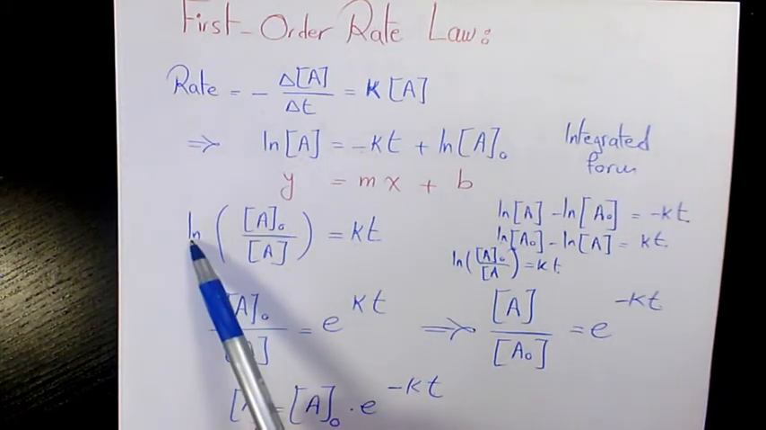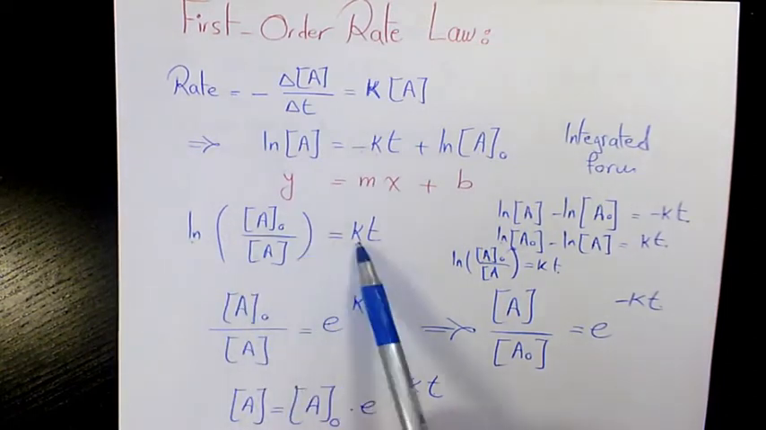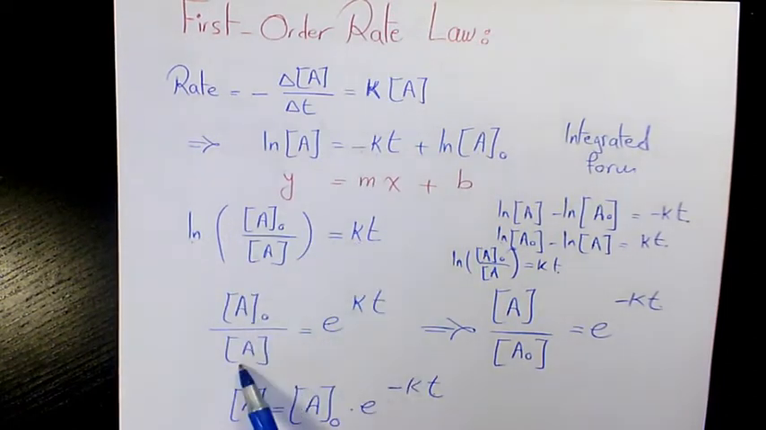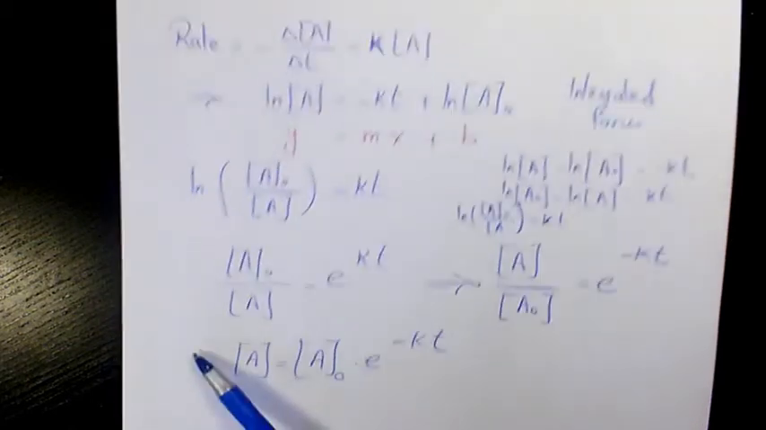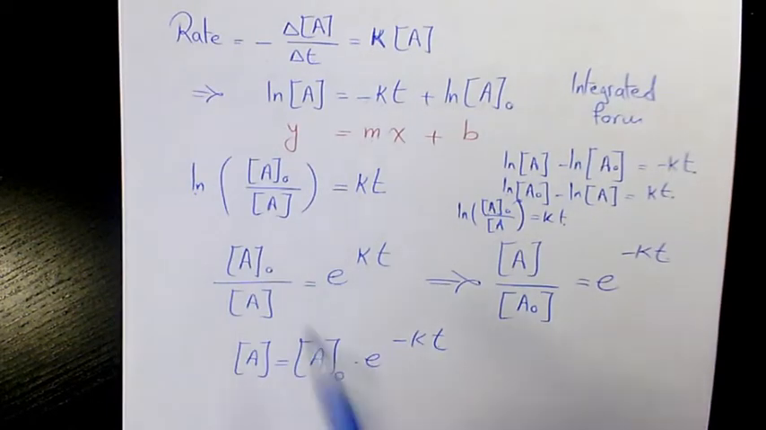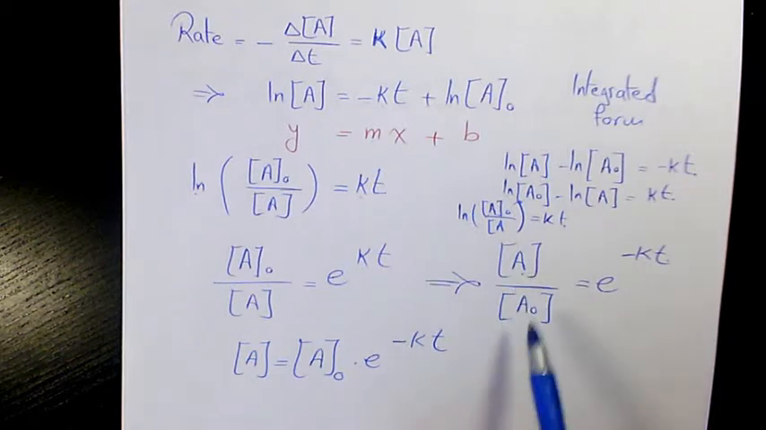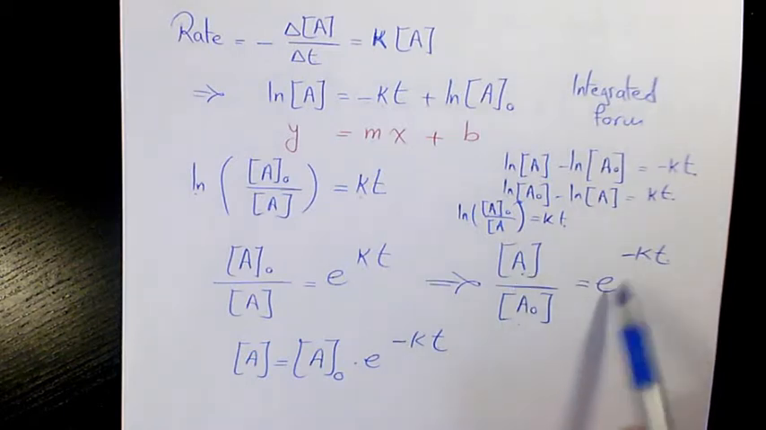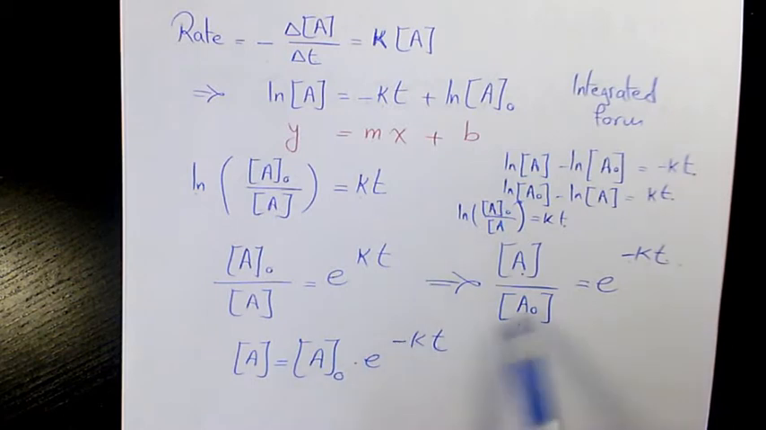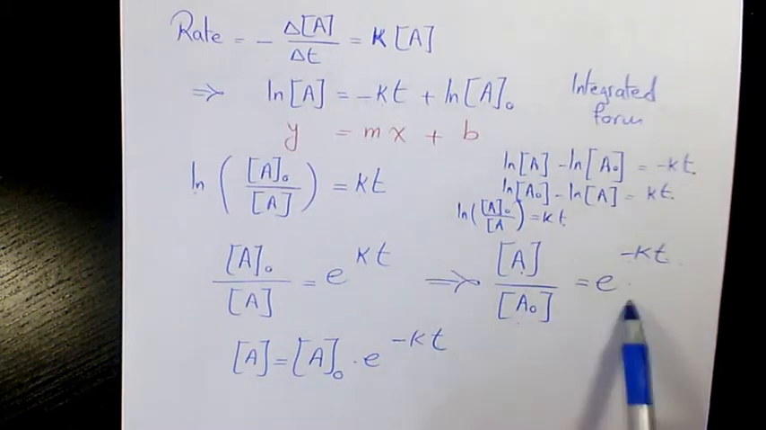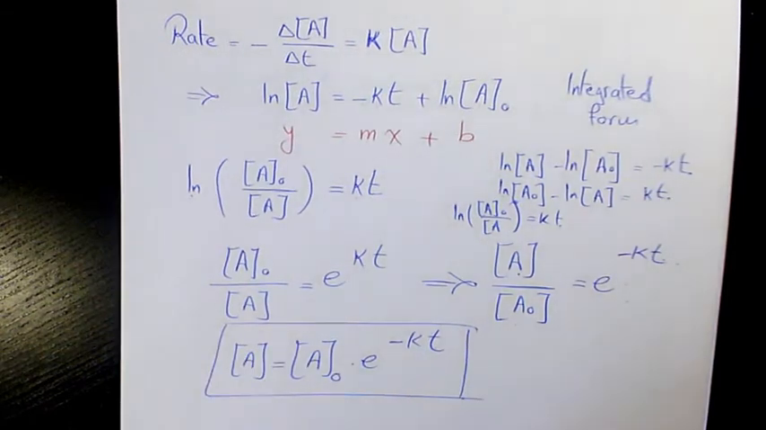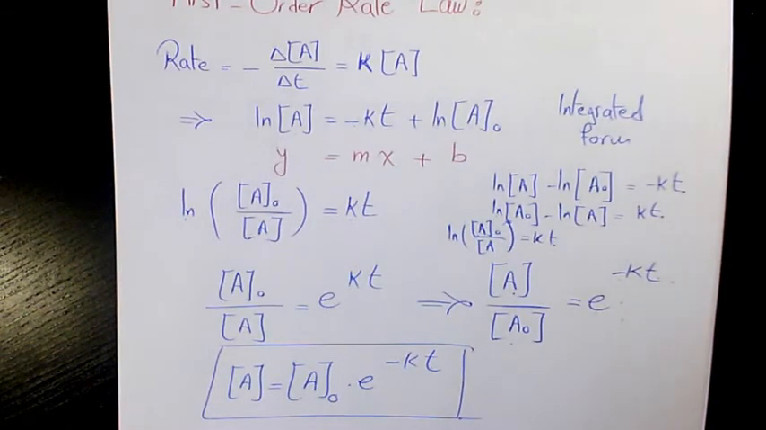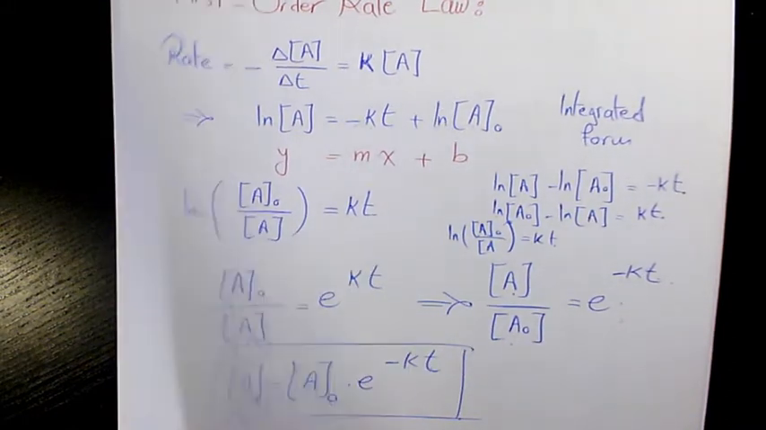And then since ln of this expression equals kt, we can say [A]₀ over [A] equals e to the power of kt. Or you can flip both sides and make it final concentration divided by [A]₀ equals e to the power of negative kt. Then you multiply both sides by the initial concentration of A and you end up with this expression. So these are different expressions you can have for the first order rate law. Let's see some examples.